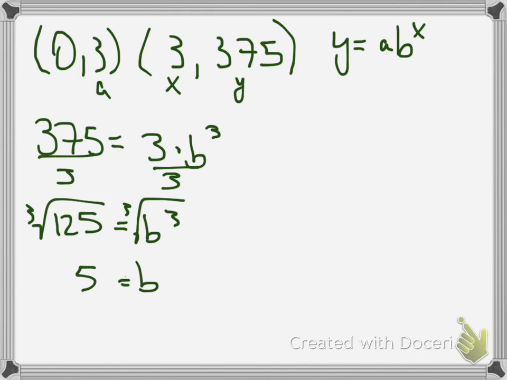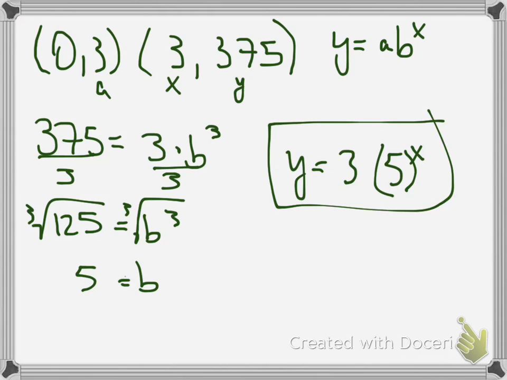So then if that's the case, I can say y is equal to 3 times 5 raised to the x power. Not 3 times 5, which is 15. It has to be separate, so always make sure these stay separate. And that's really about it, guys.